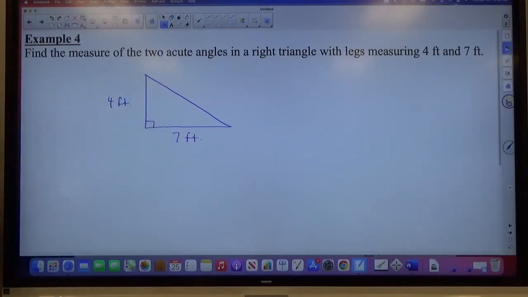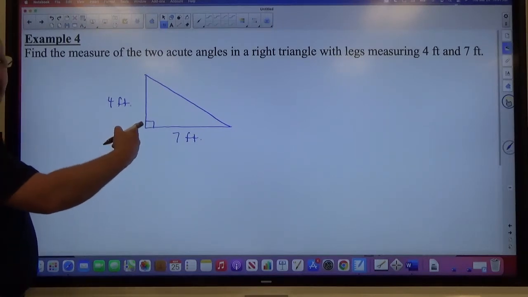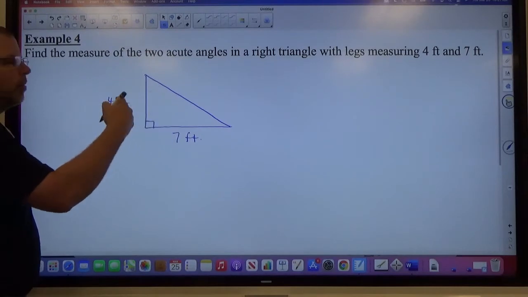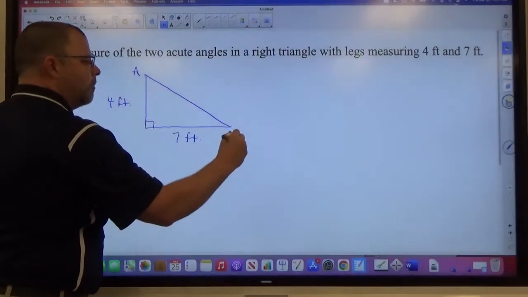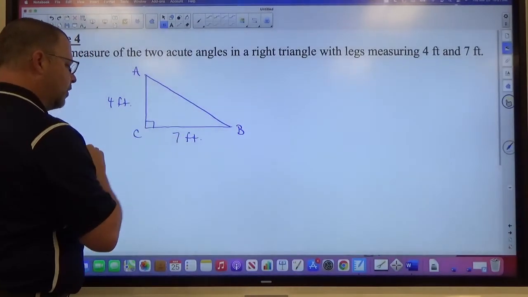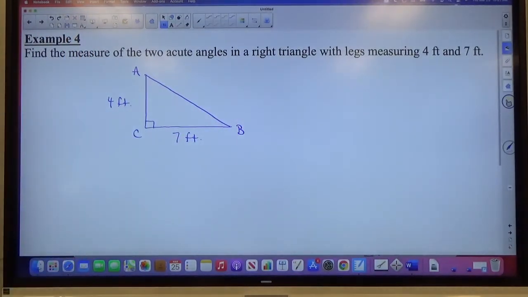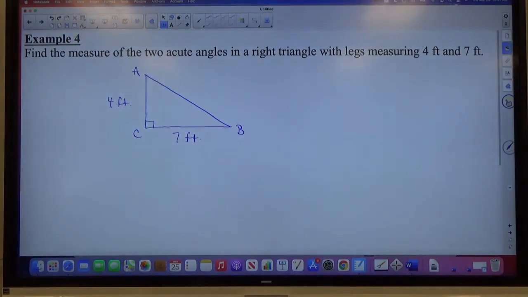All right. The task is to find the measure of the two acute angles. In a right triangle, you have a right angle. The other two angles are always acute. Usually, when I name a right triangle, I call the acute angles A and B, and then the right angle C. That's what I usually go with. I do like to have letters there, so I have something to refer to when I'm writing stuff out.